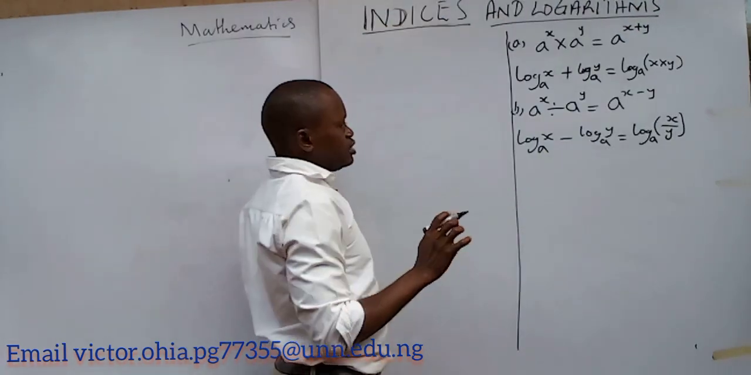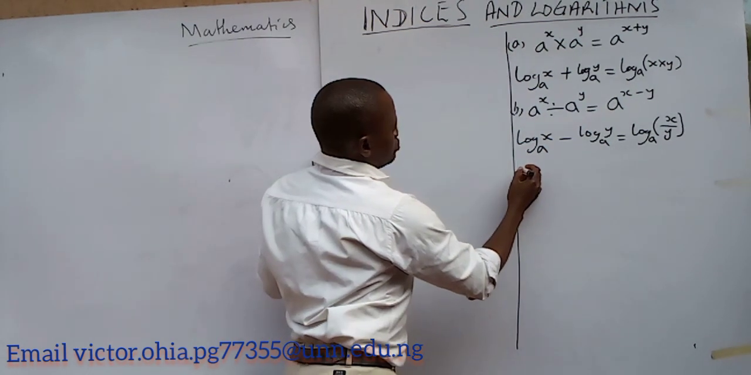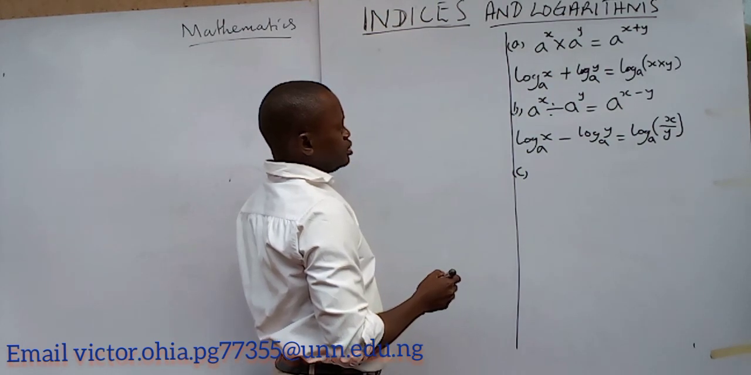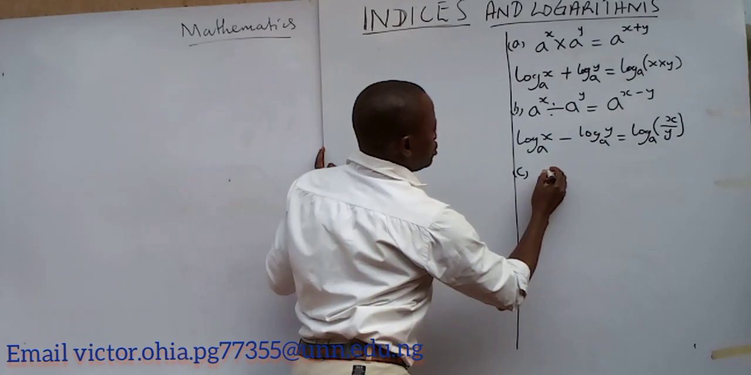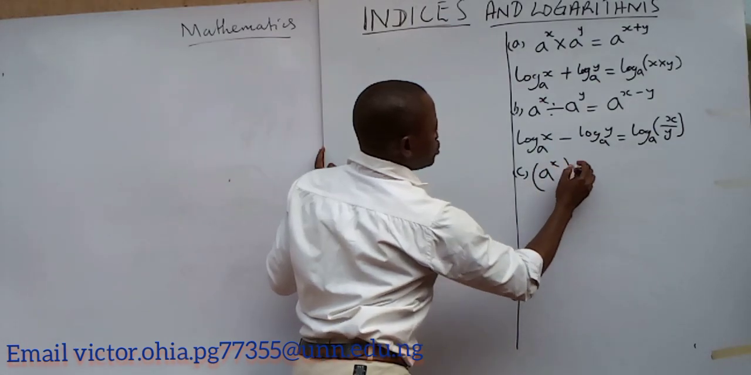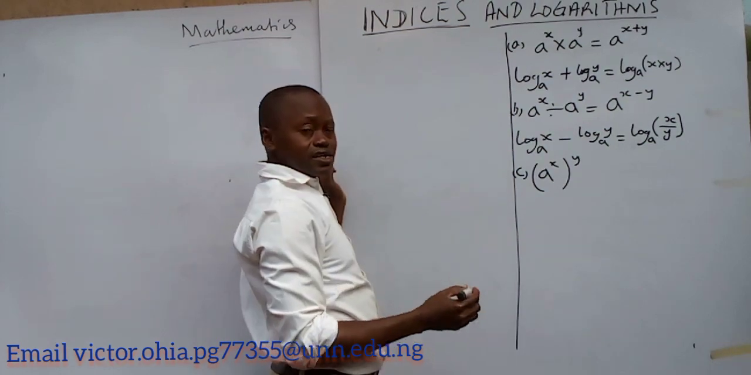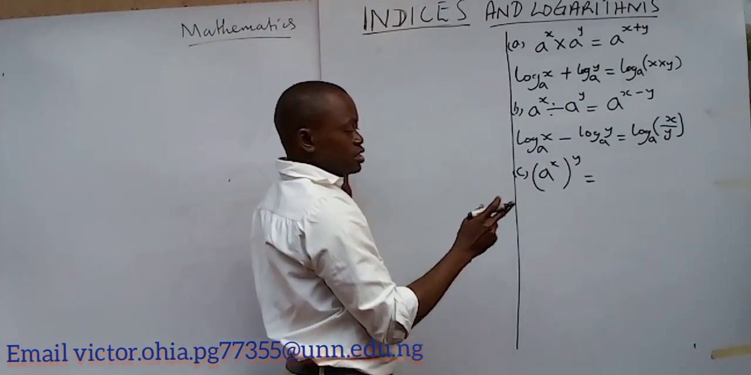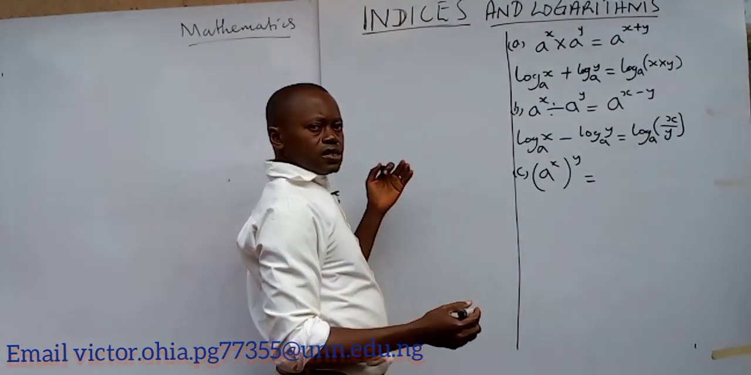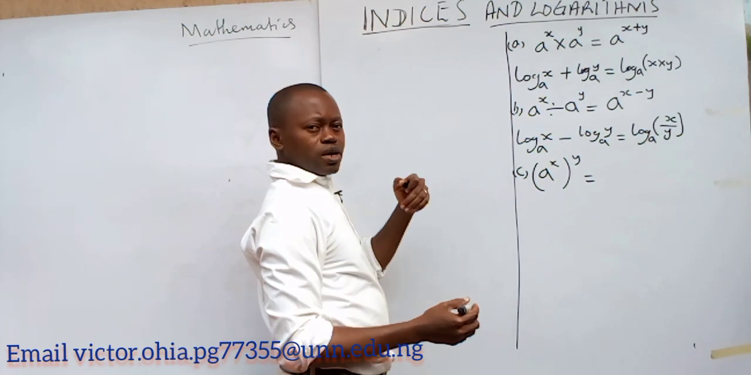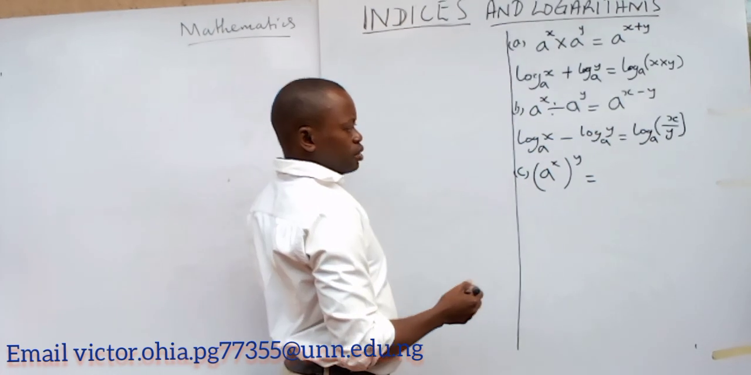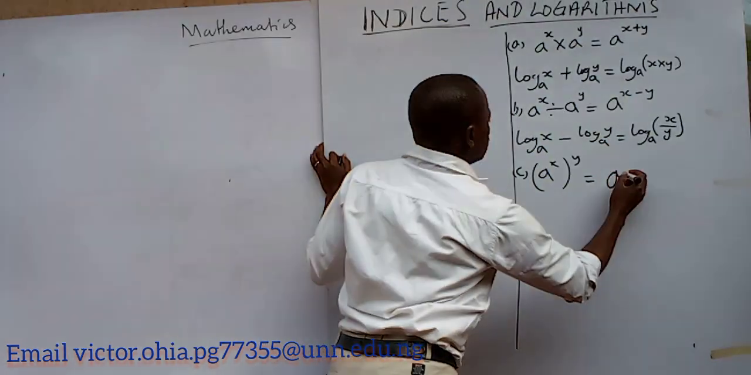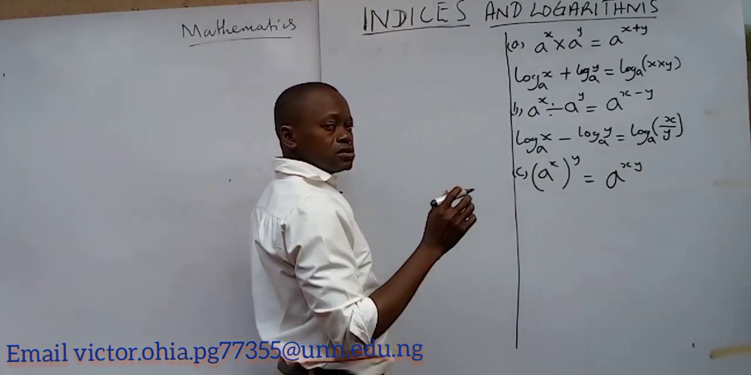Just pause a moment. Let's advance a little bit further. See that in indices, if you have a raised to power x and this is raised to another power y, then this is equal to the product of their powers. That's what we said in indices. If you check the class we did on the summary of the laws of indices, you see us talking about this with a practical illustration. So this gives a raised to power x y, that is x times y.